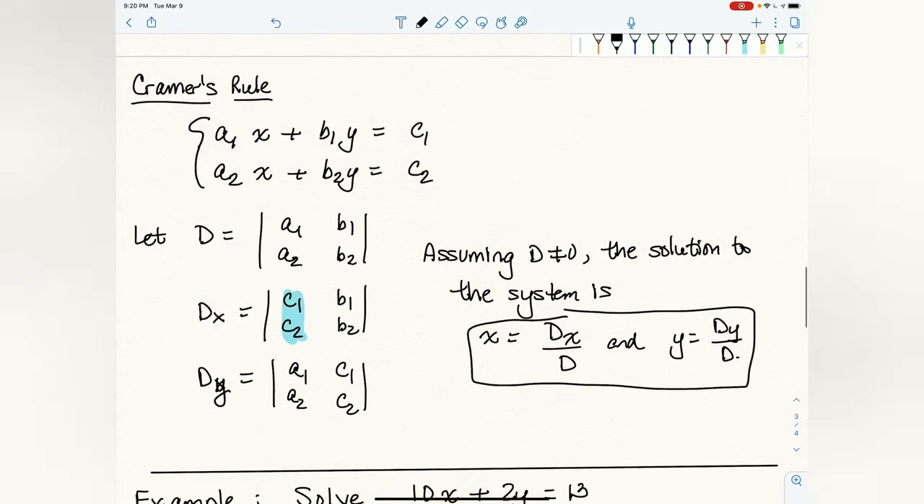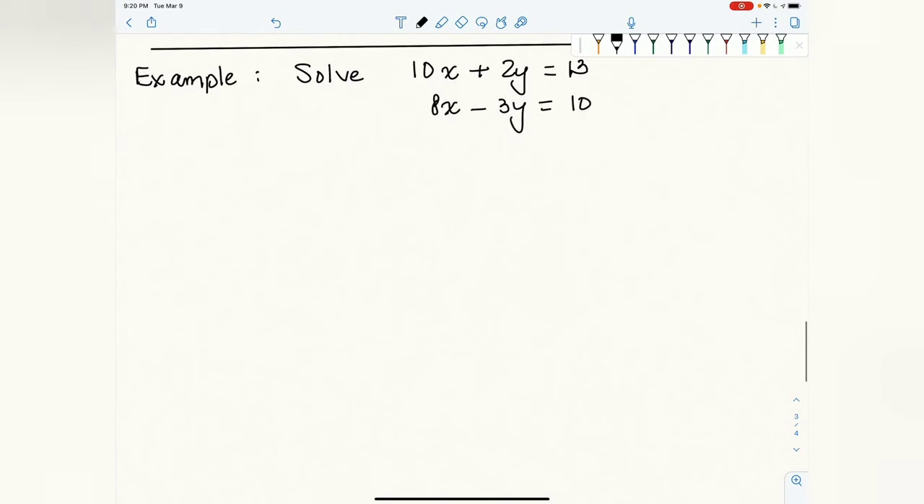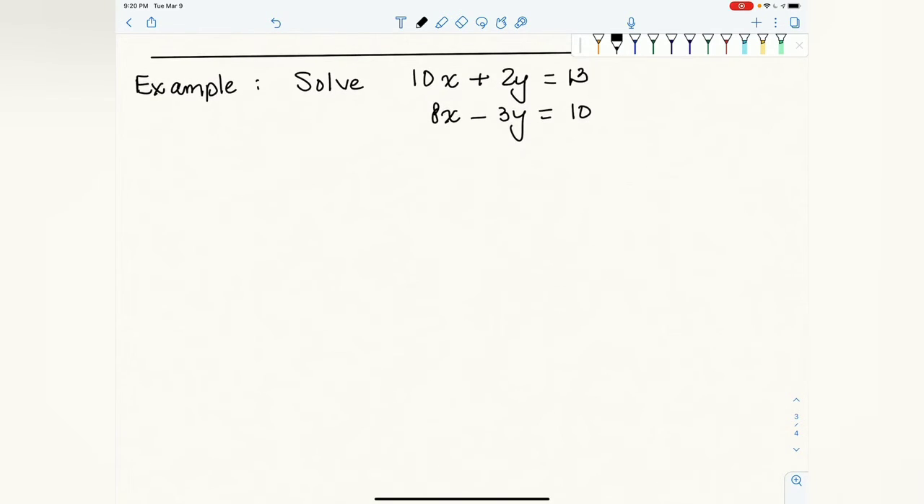So let's look at an example. And the beautiful thing about Cramer's rule is we can use it to easily solve any system of equations. Remember, with substitution and elimination, if the answers weren't exactly nice, it got a little cumbersome to solve. So at least Cramer's rule gives us a really fast way to get things done. So we have the system 10x plus 2y equals 13, 8x minus 3y equals 10.